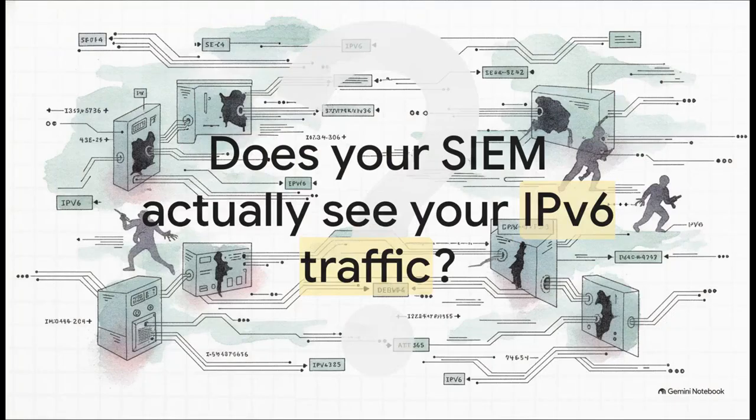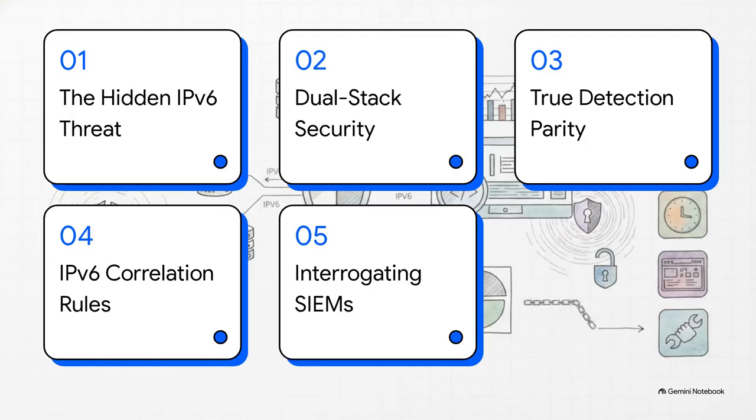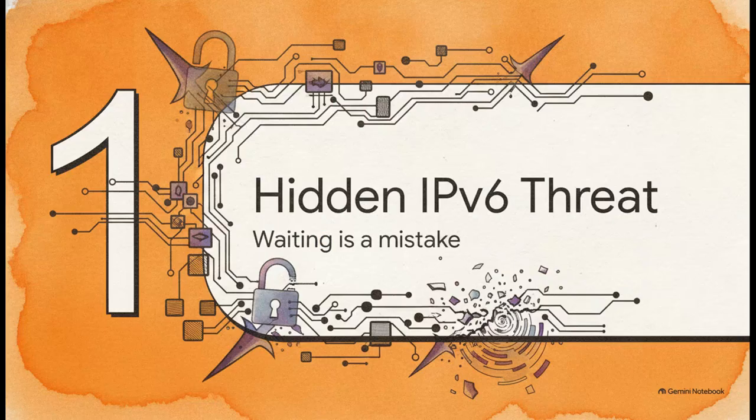So, we have to ask ourselves a pretty uncomfortable question. Does your SIEM actually see your IPv6 traffic? Are those incredibly expensive security tools you bought actually processing this data, or are they just silently dropping it while attackers set up shop in your blind spots? Here is our roadmap to fix this. We're going to cover the hidden IPv6 threat, the dual-stack security reality, ensuring true detection parity, writing IPv6 correlation rules, and finally, interrogating your SIEM vendor. Let's get to it.